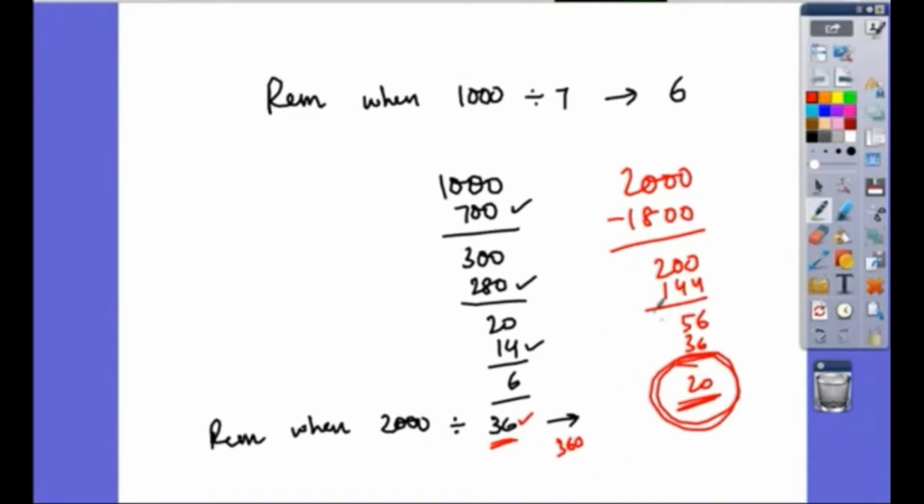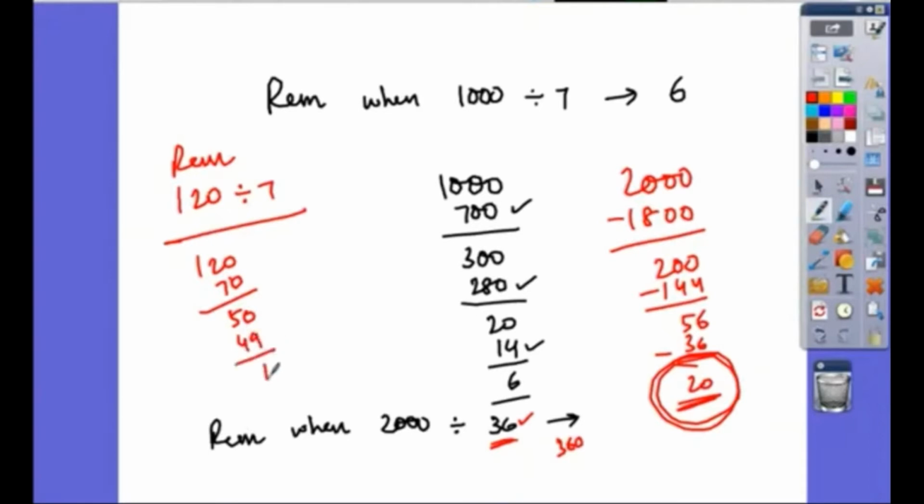So you keep on breaking numbers. It will be easy. You have to take out something that you already know. For example, if I say 120 divided by 7, what is the remainder? I know 70, I'll remove 70 first. From 120, if I remove 70, I get 50. From 50, if I remove something divisible by 7, which I know, I get 1.